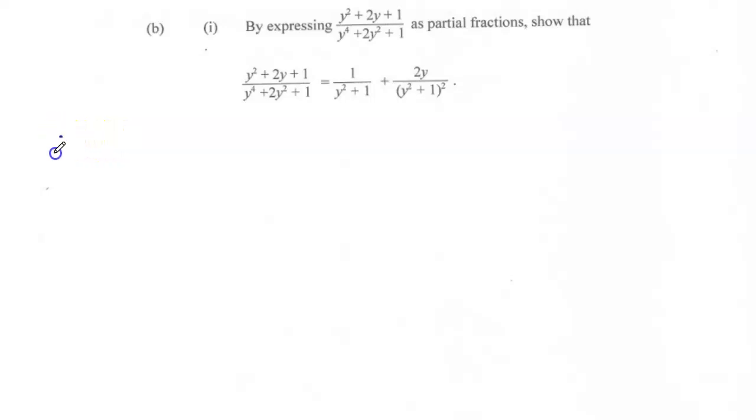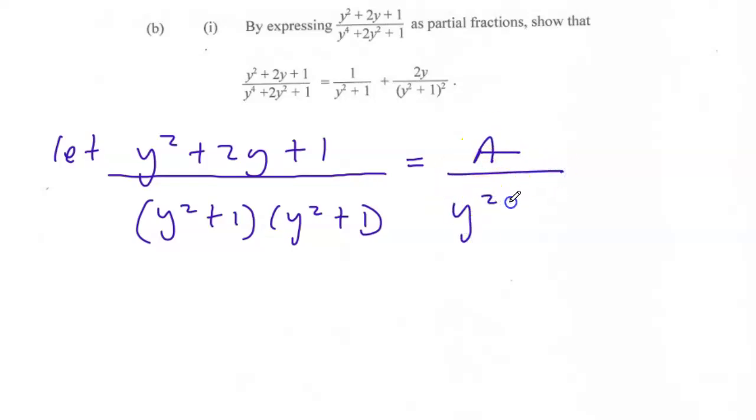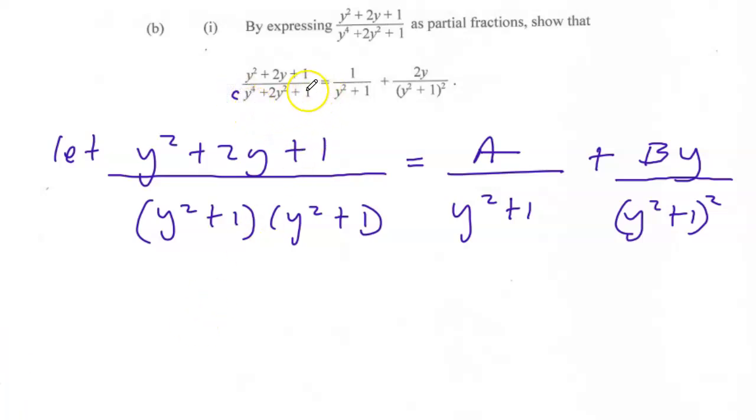Alright, so part B, we can let (y^2 + 2y + 1) over y^4. You should recognize that what we have in the denominator here is actually y^2 + 1 times itself, so (y^2 + 1) squared. It's important to recognize that. So let that be equal to a over (y^2 + 1) plus by over (y^2 + 1) squared. It's all about rewriting this as y^2 + 1 times itself.